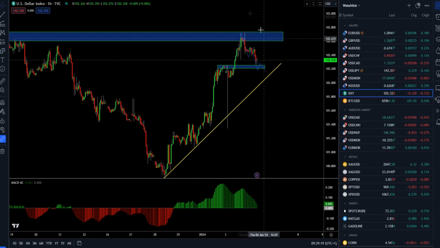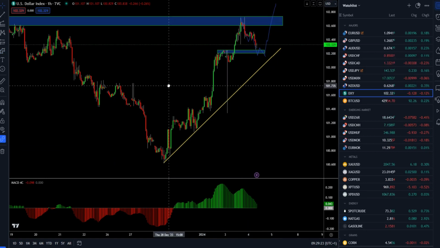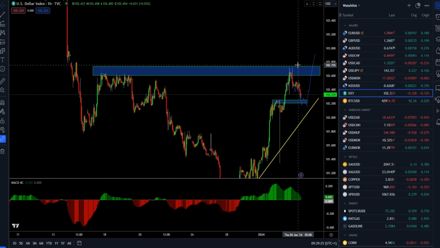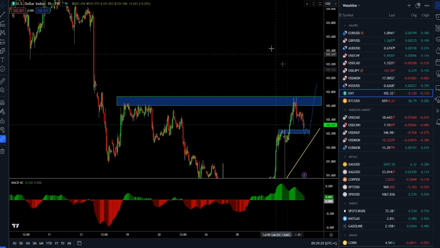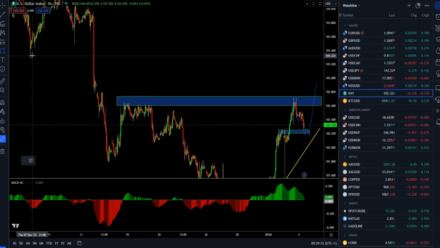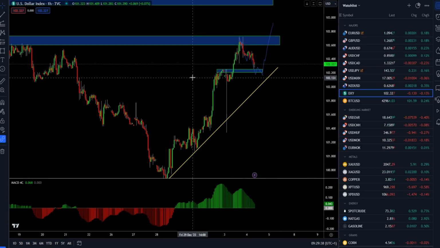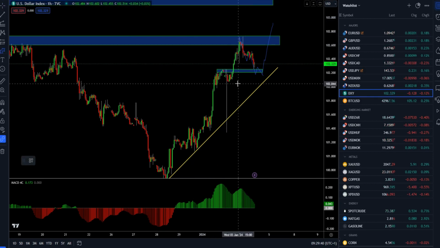and that market can regain the power in the next period and eventually attack and break this 102.75 and maybe attack single prints from the background, so the area around 103.30 mark or 103.40 mark. So that's the most likely scenario based on the condition in the background.